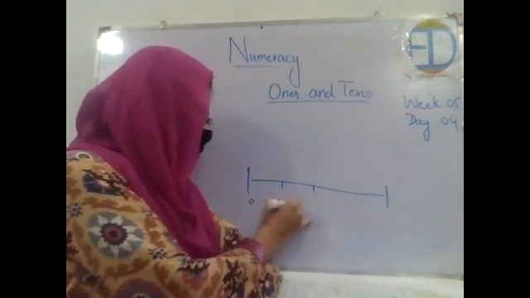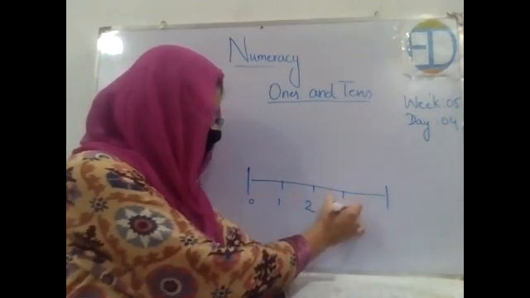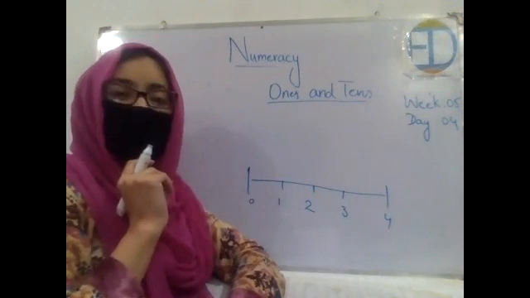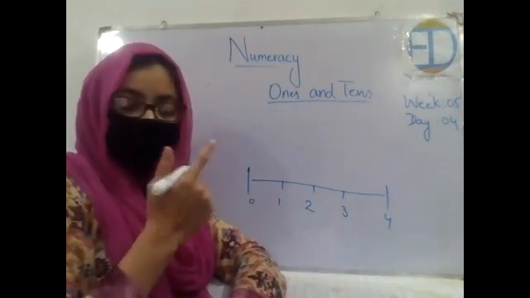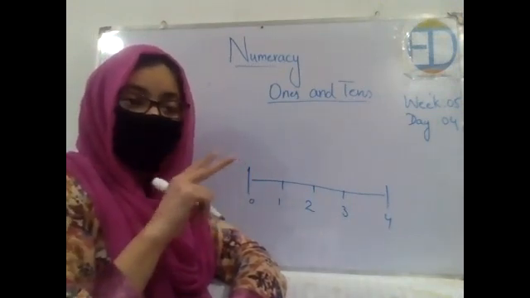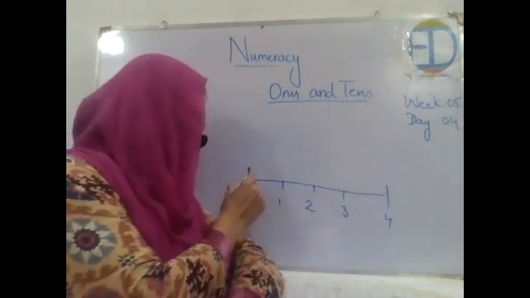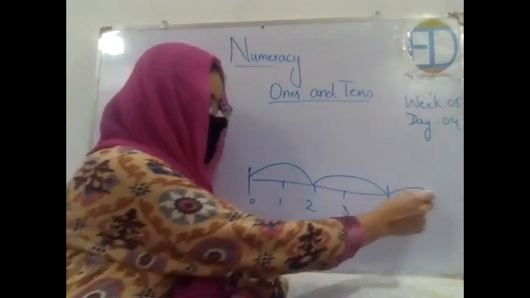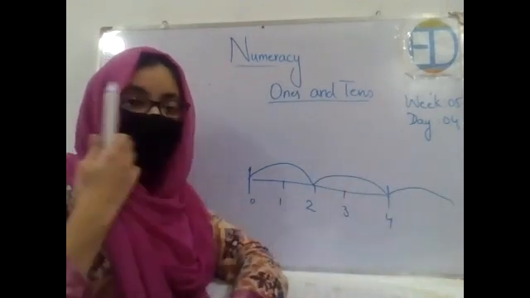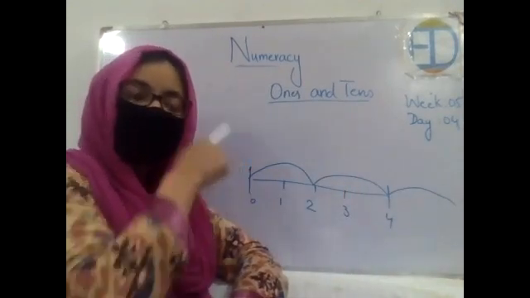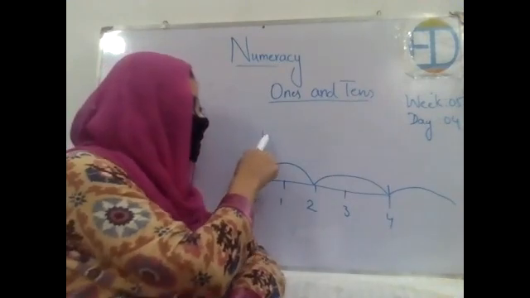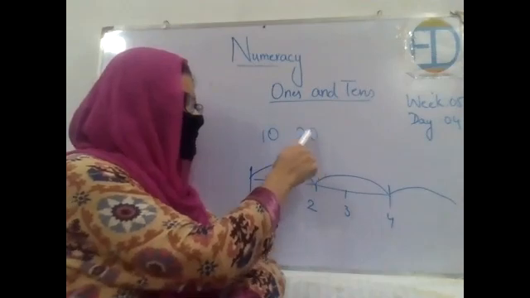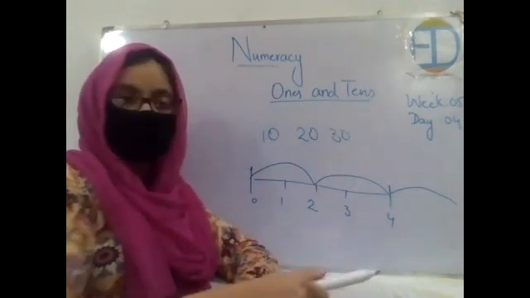Let's say 0, 1, 2, 3, 4. When we count in twos, we skip one number and then we count the next one. Let's say this is 0, the next would be 2, then 4, then 6, and so on, right? Now consider this as skipping 10. So you will write the numbers that are only in the form of tens: 10, then 20, then 30, and so on, right?